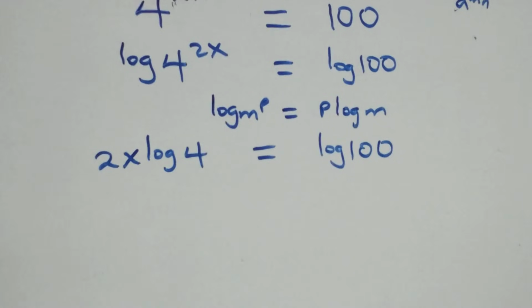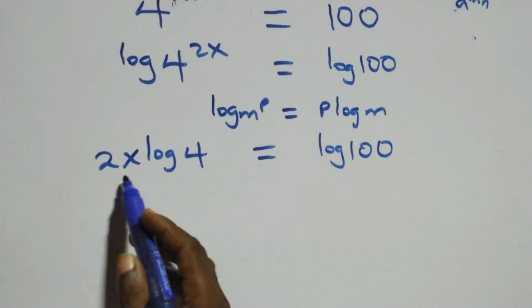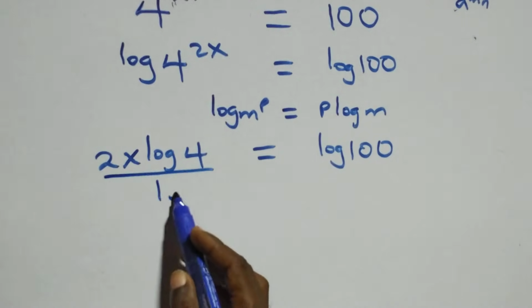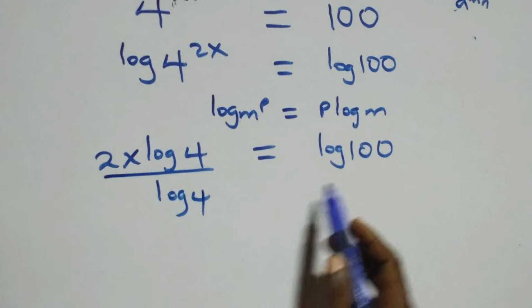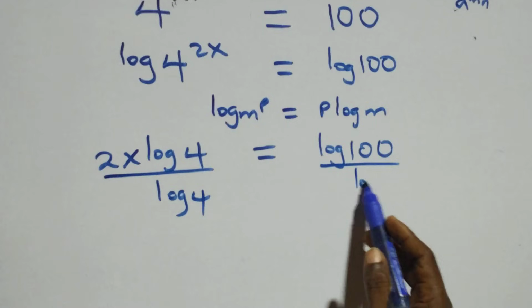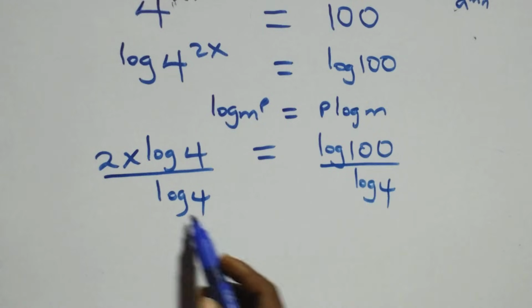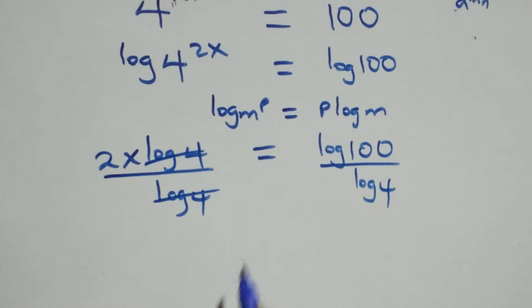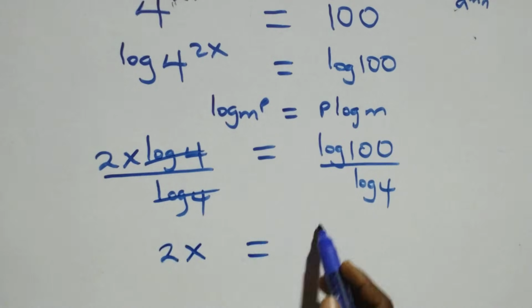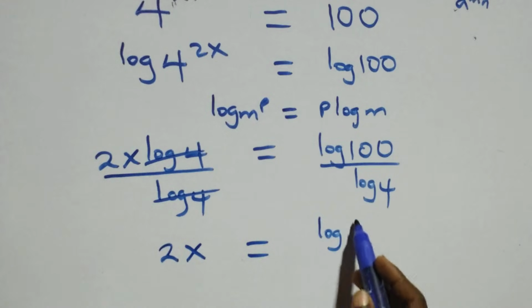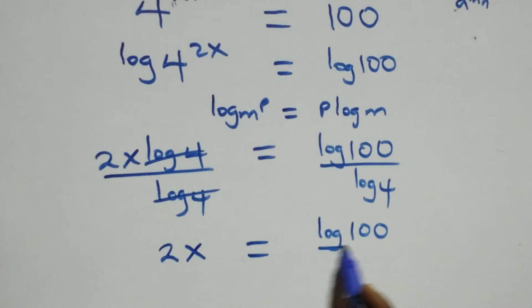Next step, divide both sides by log 4. Divide this side by log 4. Also, divide this side by log 4. Here, log 4 cancels out. We have 2x equals log 100 over log 4.